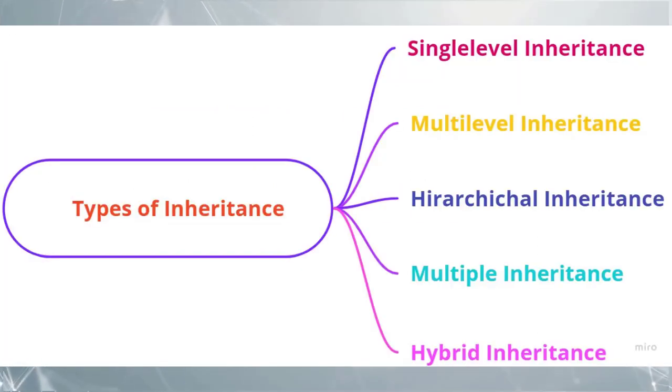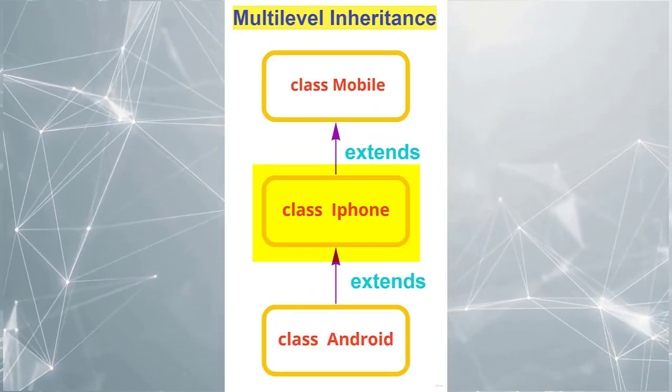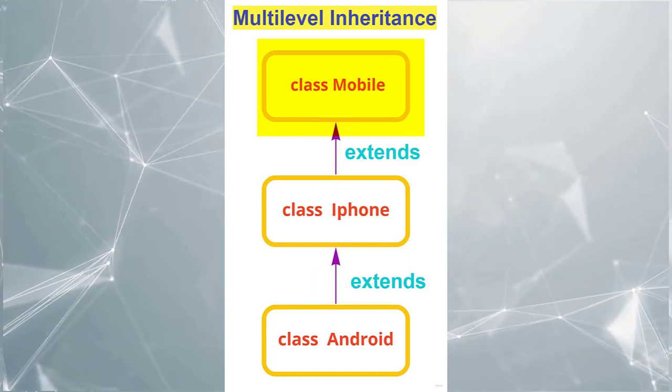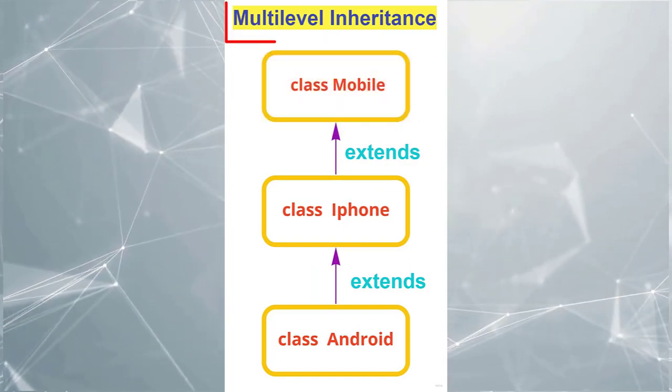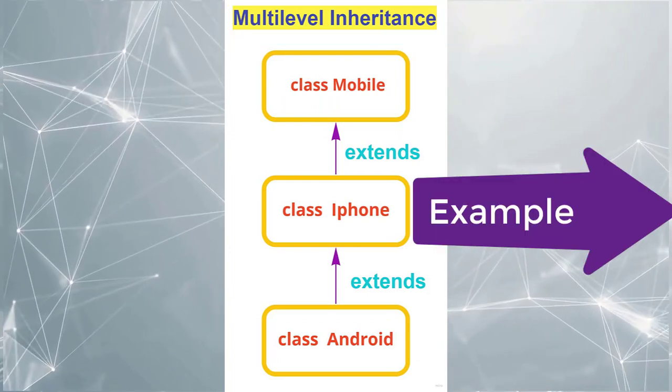The second type of inheritance is multi-level inheritance. Here the subclass inherits properties from its superclass, and in turn, the superclass inherits properties from its own superclass. This is called multi-level inheritance. Let's see an example for this multi-level inheritance.